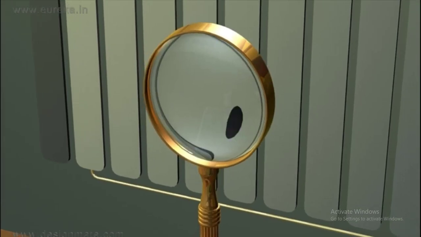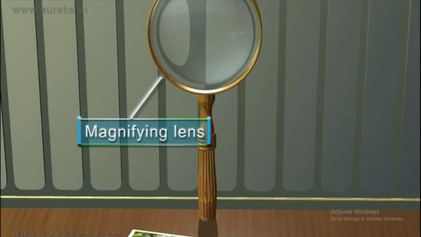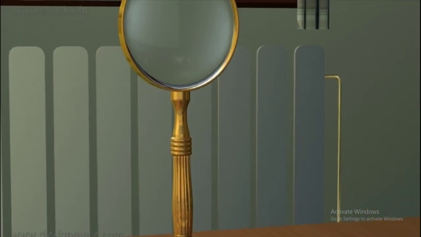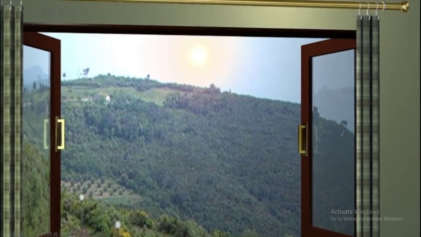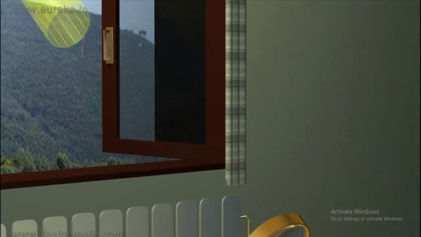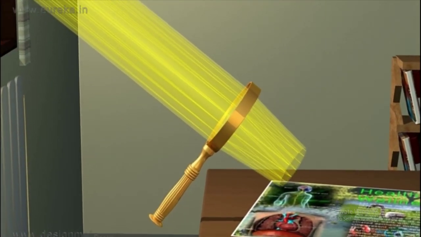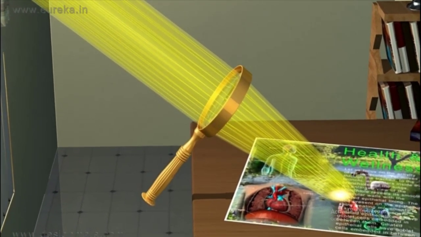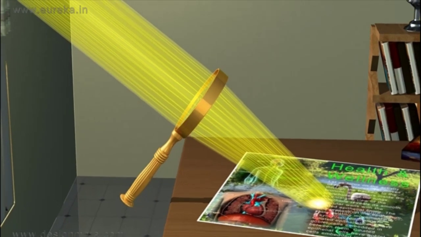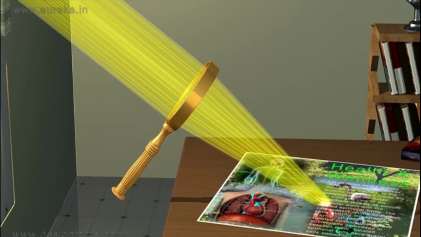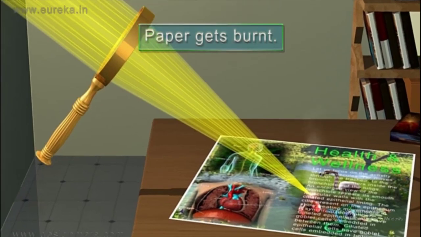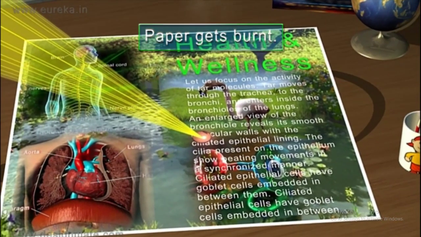This type of image formation can be seen when we hold a magnifying lens near a paper and parallel rays from the sun undergo refraction through the lens. They converge at the principal focus on the other side of the lens. And when the intense radiation of the sun is focused onto the paper kept under the lens, it gets burnt.